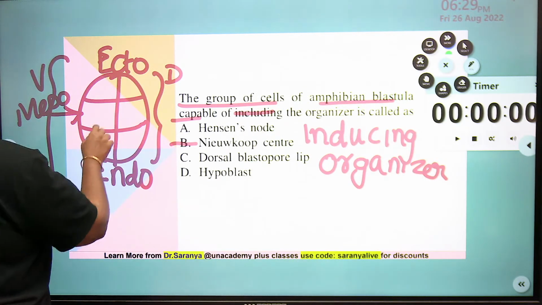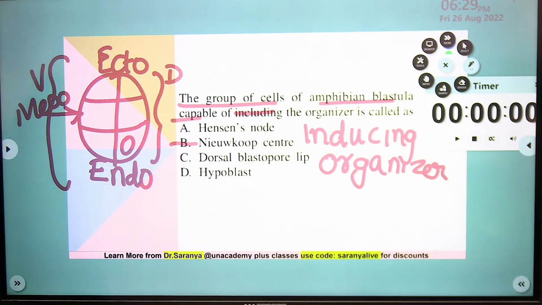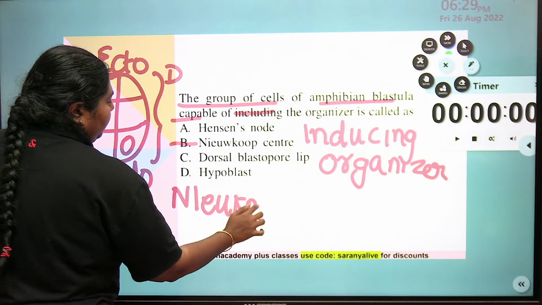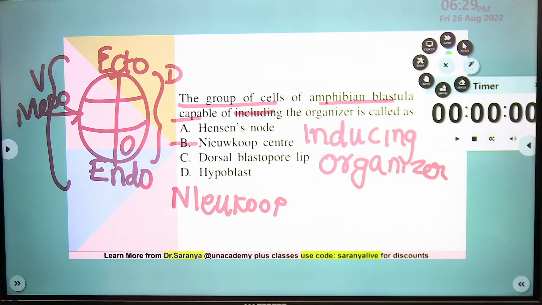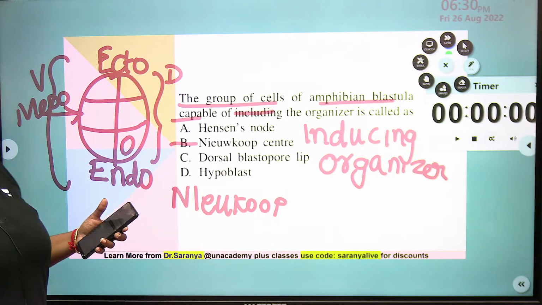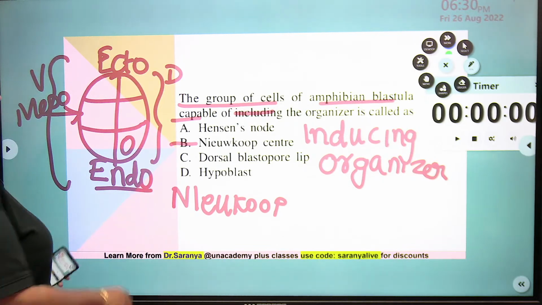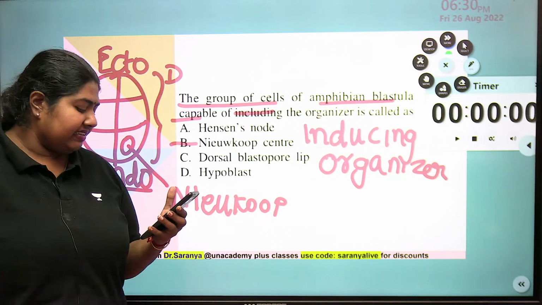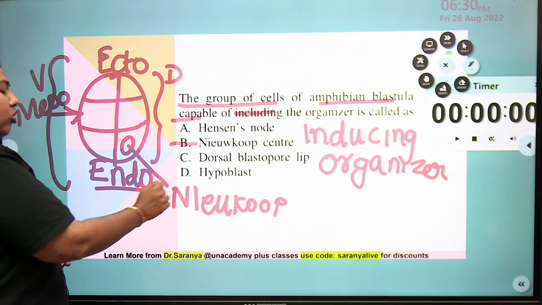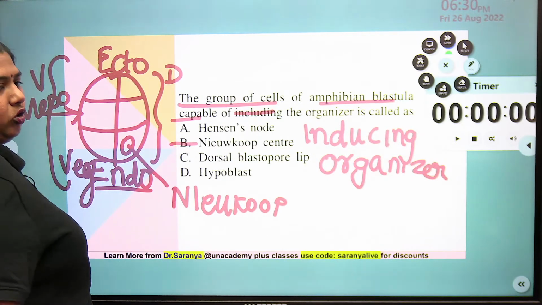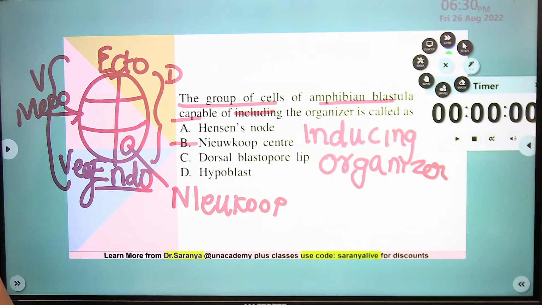I am saying that the Nieuwkoop center is here. True or false? Where is your Nieuwkoop center? Okay, where is it present? It is present in your endoderm. Absolutely correct. This is where your Nieuwkoop center is going to be present. This is the Nieuwkoop center. So this Nieuwkoop center is present in the vegetal endoderm. Got the point?